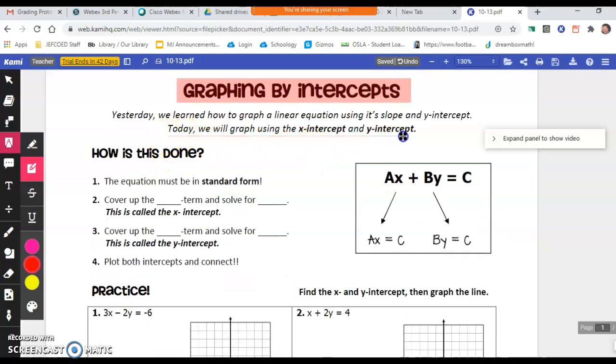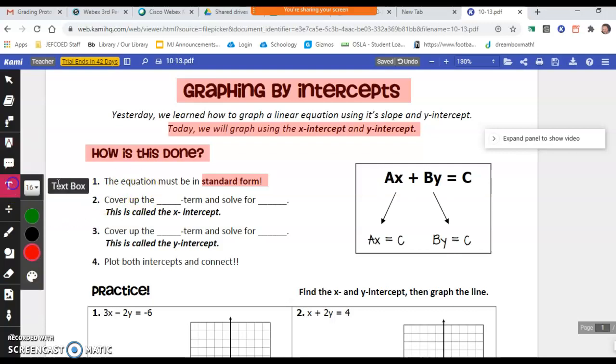So, like I said, today we will graph using the x and the y-intercept. All right, so how is this done? The first thing, one of the most important things, is it must be in standard form. So, if you're going to graph by intercepts, it must be in standard form.